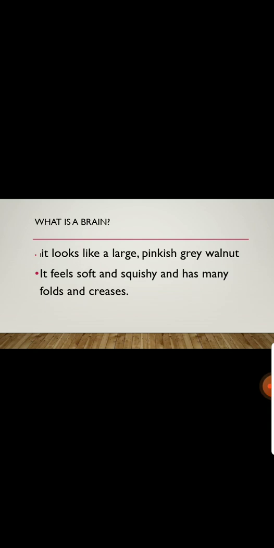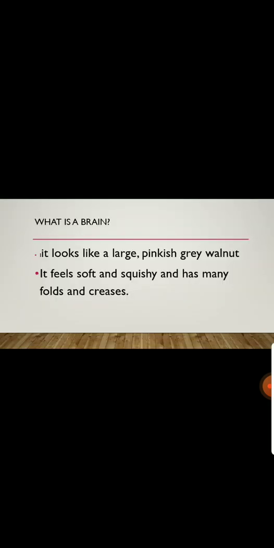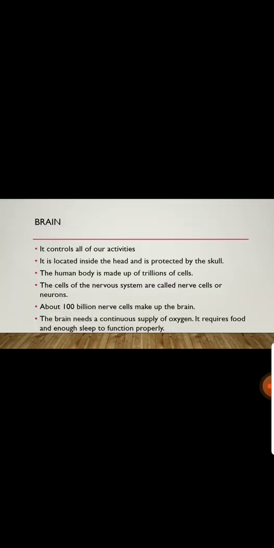The brain looks like a large pinkish grey walnut. Have you ever seen a walnut? See? And have you ever observed that the walnut is like our brain? See, it's pink in color, it's soft and squishy, and it has many folds and creases in it. What do you mean by squishy? Squishy means something that is damp or wet. And look at the creases and the folds in the brain, and of course it's bigger than the walnut, but its shape is like a walnut.